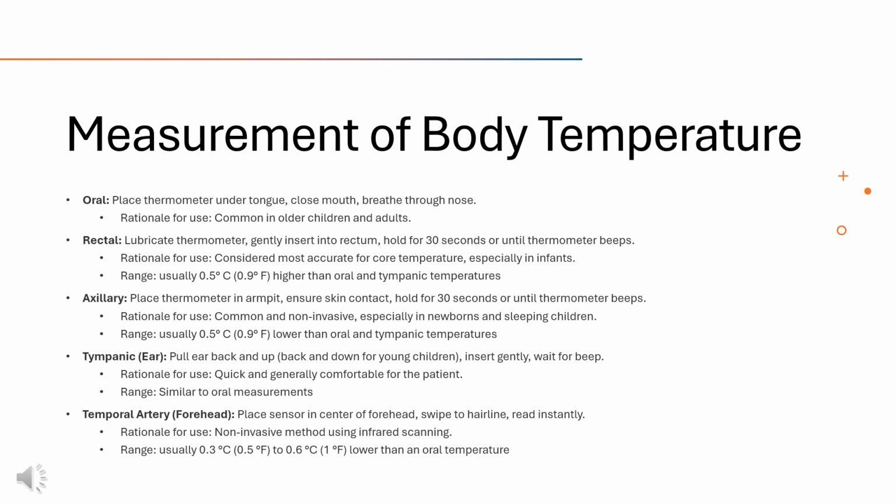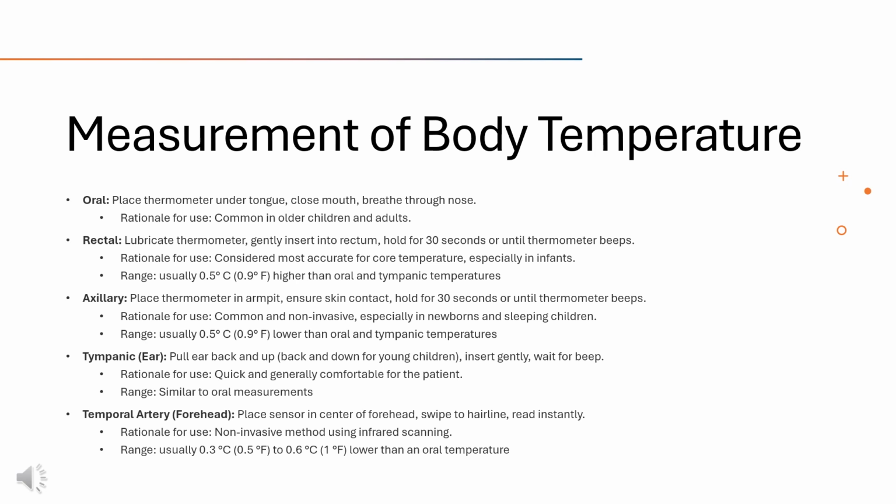Tympanic or ear. This measures the temperature inside the ear canal and is known for being quick and pretty comfortable. So for most patients, you're going to pull the ear back and up to straighten the ear canal. But for our little ones, that'll be back and down. Insert the thermometer gently until it seals the ear canal. Press a button and wait for the beep to get the temperature.